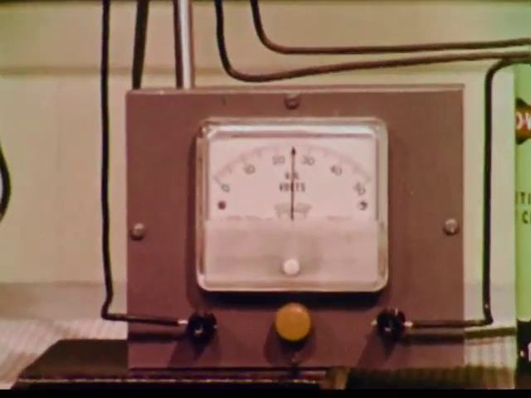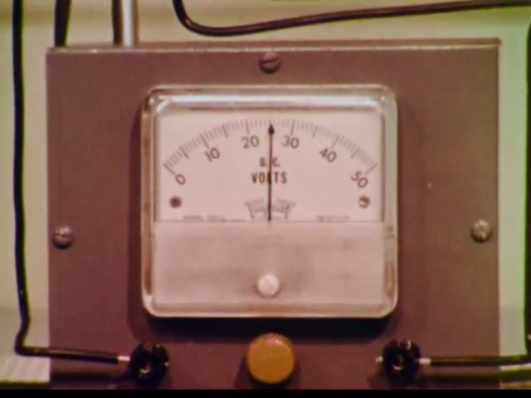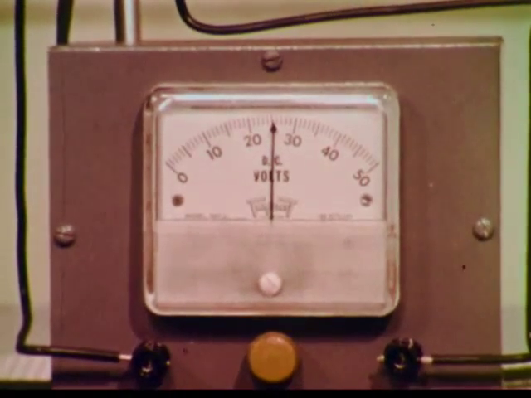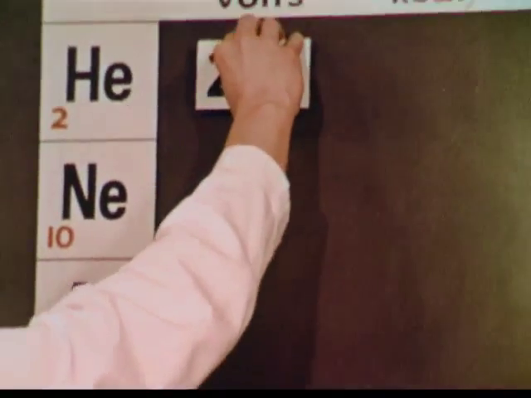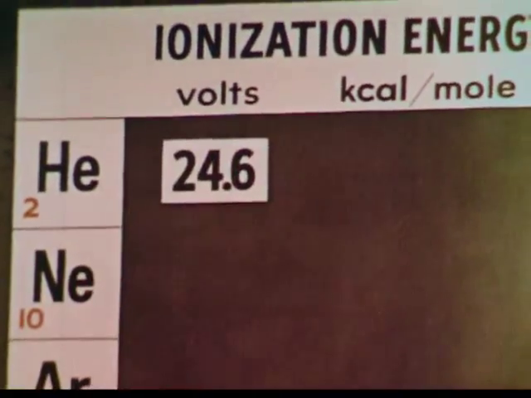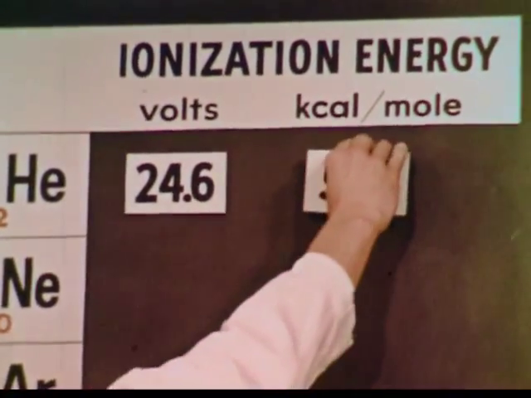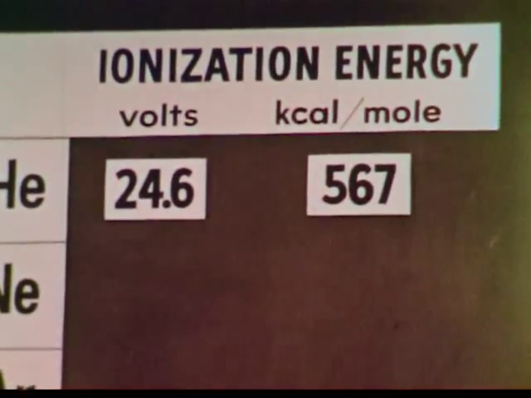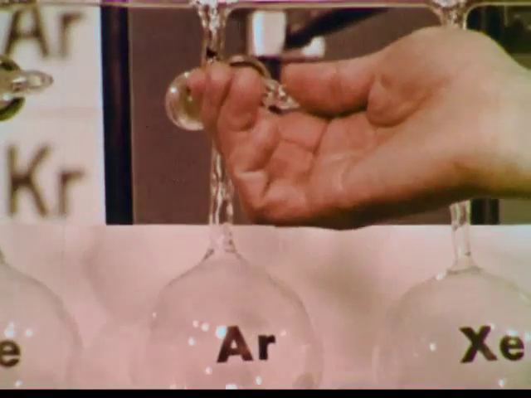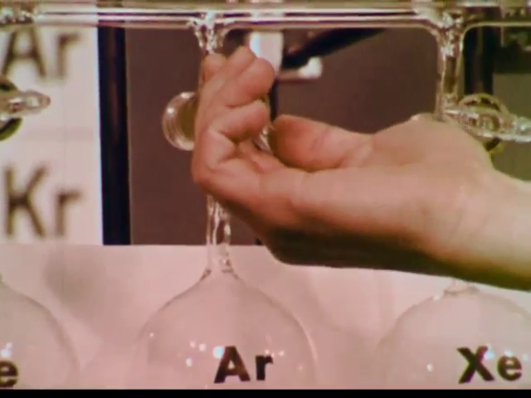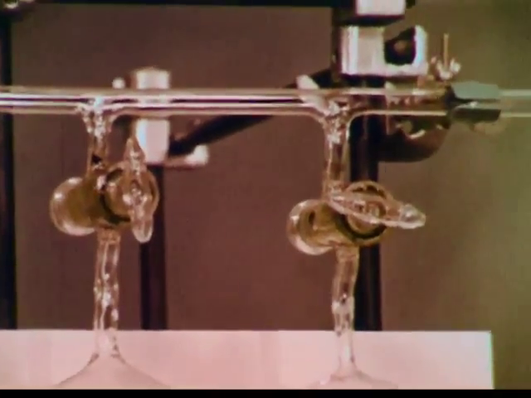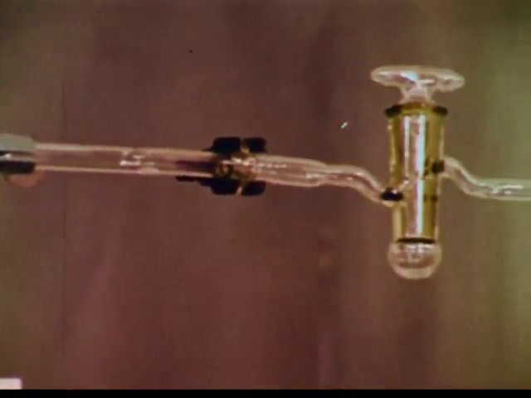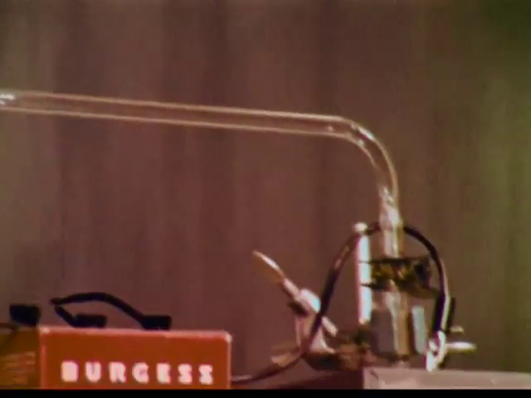The reading is about 25 volts, nearly 5 times the value for sodium. This value is in reasonable agreement with the value we find in a reference book, 24.6 volts. This more precise value gives an ionization energy of 567 kilocalories per mole. Now let's take the next gas, argon. The helium has been pumped out of the cell and argon added. We proceed as before.